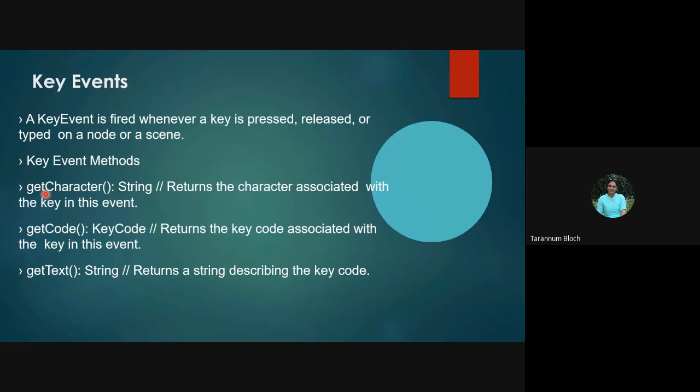Each and every key has a code associated with it, we know that, right? getCharacter will give you the string, the character printed on the screen, but whatever character is printed on the screen has a unique code. If you want that code, you can go with getCode, right? And if you want a description of the code of that particular key, you can go with getText. What does getText do? It returns a string which describes the key code, giving you the details of the key code of a particular key.